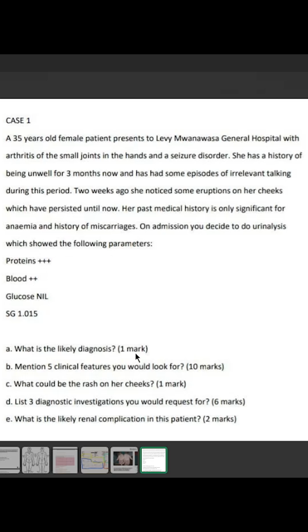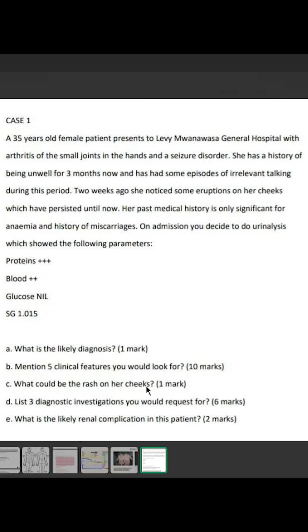Okay, what is the likely diagnosis? This is obviously SLE, systemic lupus erythematosus. Mention 5 clinical features you would look out for. Again, just think of it from head to toe: alopecia, seizures, memory loss, psychosis, coma, malar rash, discoid rash, palpitation through signs of anemia, the joint pains, the lupus nephritis through proteinuria, hypertension, and body swelling, so forth and so on. Just think about the particular system and you kind of think of how it would manifest.